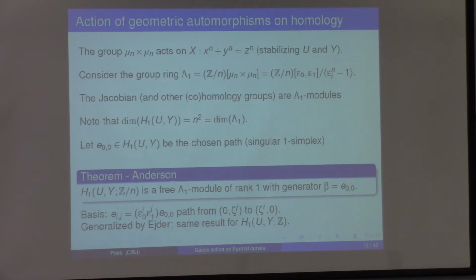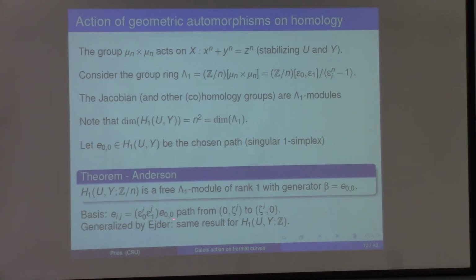So what Anderson proved is that this relative homology with coefficients in Z mod n is a free module for this group ring with rank 1, with this generator being that one chosen path. So let's think about what that means. That means that if you want to understand the action of the absolute Galois group on this relative homology, you just need to understand how it acts on that, how automorphisms of GQ act on this path. Because everything else in here is a linear combination of these automorphisms acting on that path.